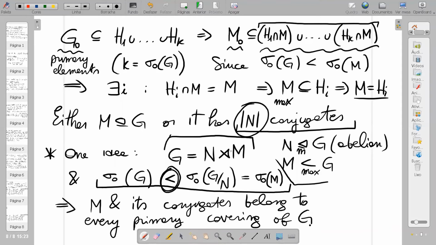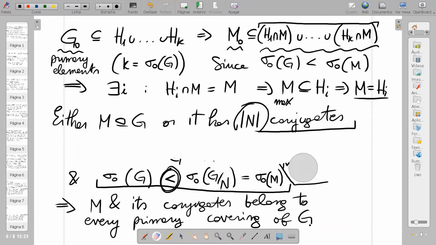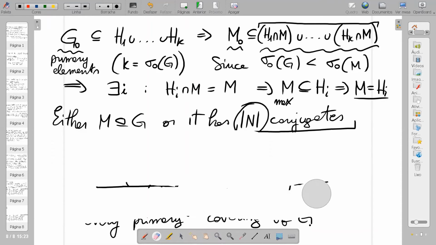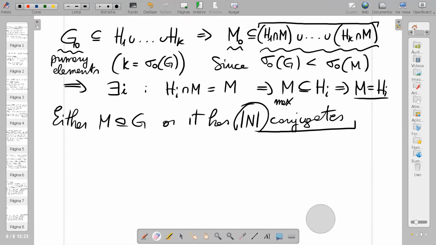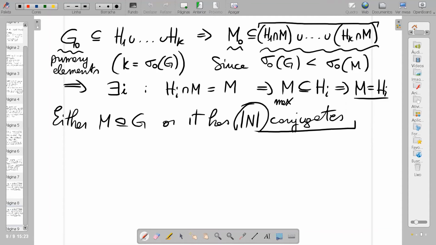And this exactly represents the chief factor. Remember I said the chief factor with more than one complement? This is exactly this case: you have a chief factor with more than one complement, because I just said that there are many conjugates. All the conjugates will be complements of N. So this is one idea that is used to prove such a result. Of course, it's much more technical, but I just want to tell you some ideas.